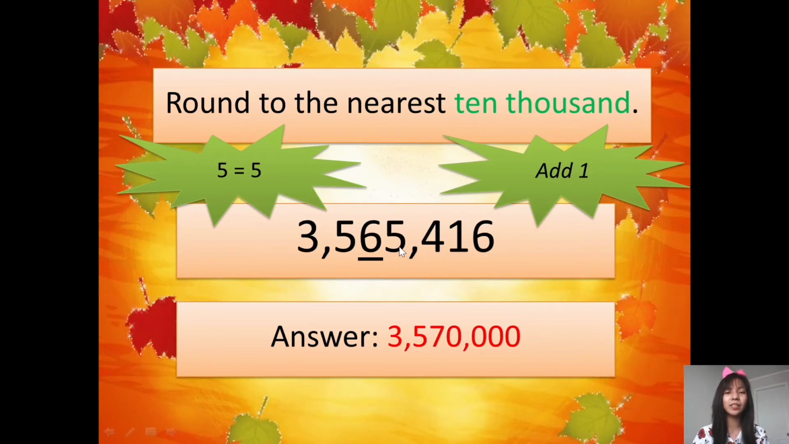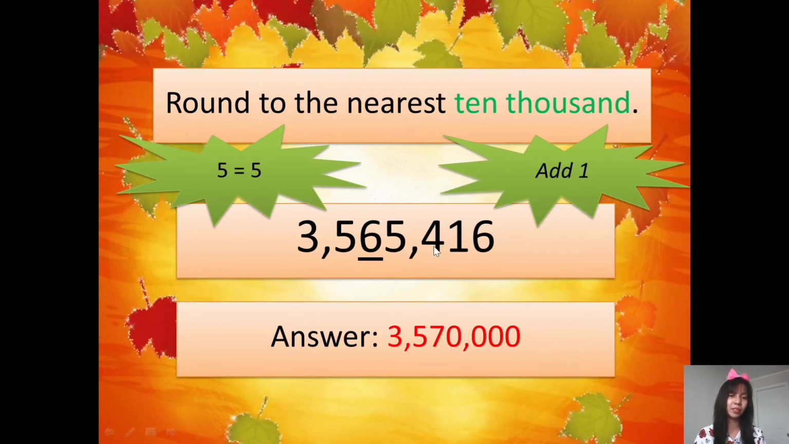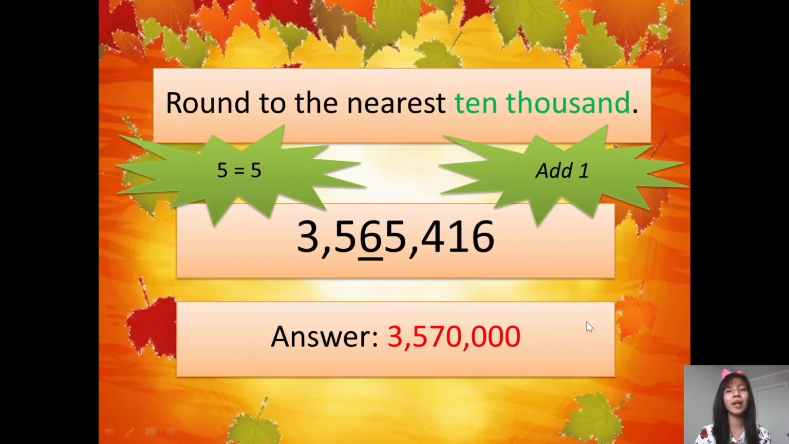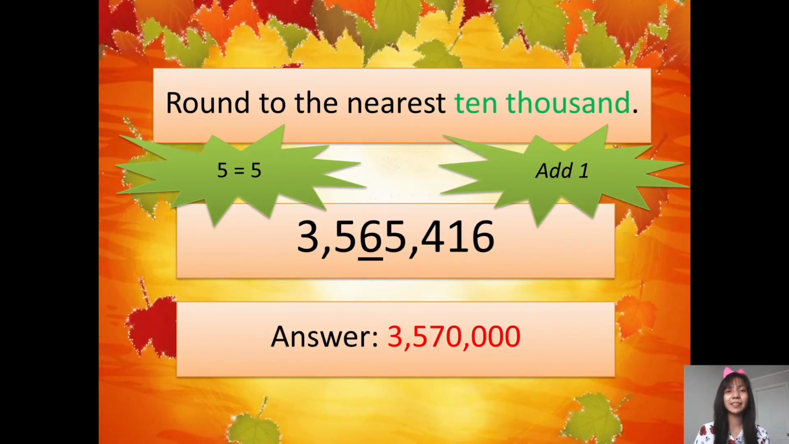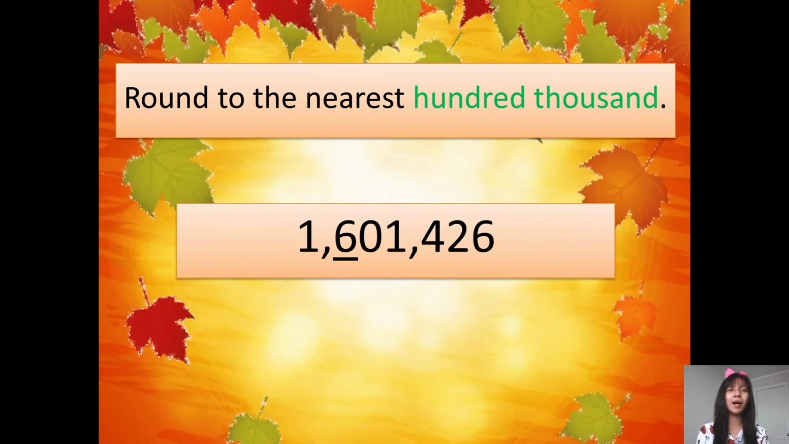And then all the digits behind here, you have to make them all 0. 0, 0, 0, so 0, 0, 0. So now our answer is 3,570,000. Okay, next. How about round to the nearest 100,000?